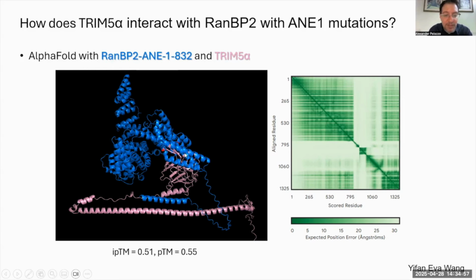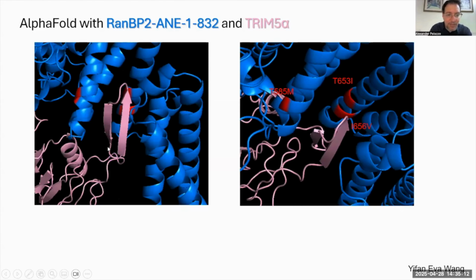And so in the presence of mutants, this fragment of RanBP2 is in blue and TRIM5 alpha is in pink. And you can actually see right here that TRIM5 alpha inserts these two strands right in the middle of RanBP2. Okay, and if you zoom into where TRIM5 alpha is inserting these domains, it's right around where all the three mutants are. So it makes perfect sense that TRIM5 alpha would bind to these mutants more efficiently than the wild type.